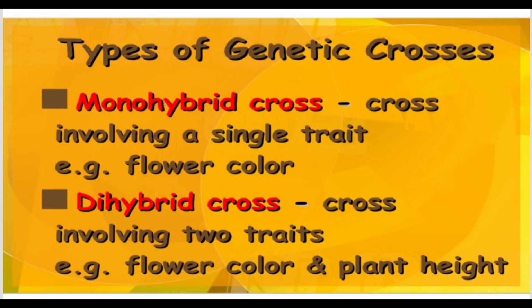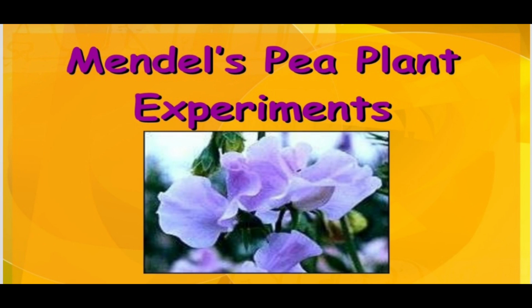Types of genetic crosses. Monohybrid cross: a cross involving a single character or trait. It may be anything, such as flower color or shape. Dihybrid cross: a cross involving two characters. It may be any combination. Here is an example of flower color and plant height.